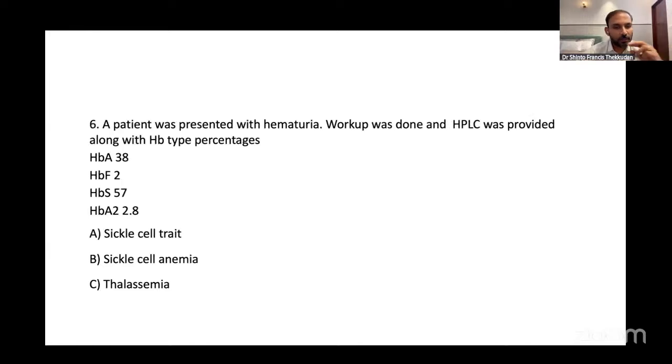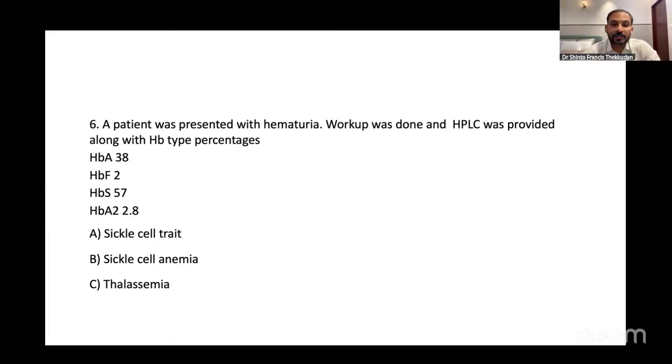Sixth question. Again, I think the examiners this time are very fond of sickle. Probably sickle is something which you all can read next time also. Patient presented with hematuria, workup was done, HPLC was provided along with Hb type percentage. So probably hematuria, acidonuria, etc.